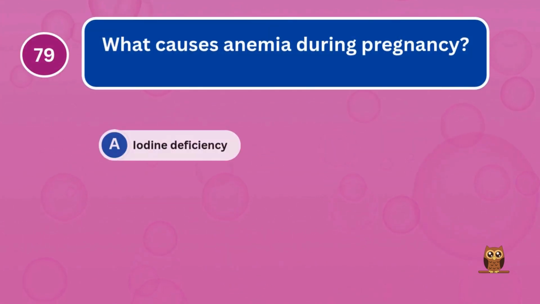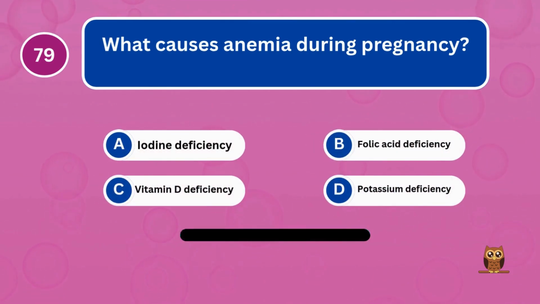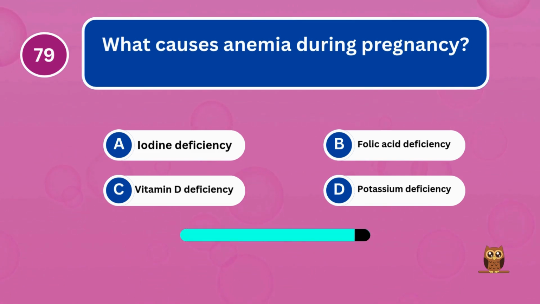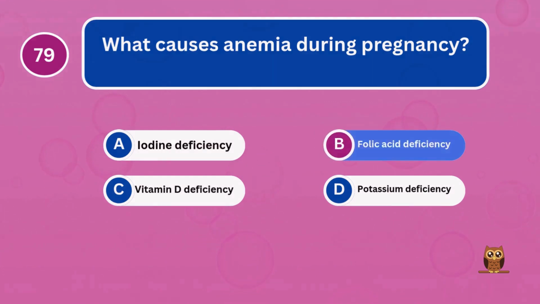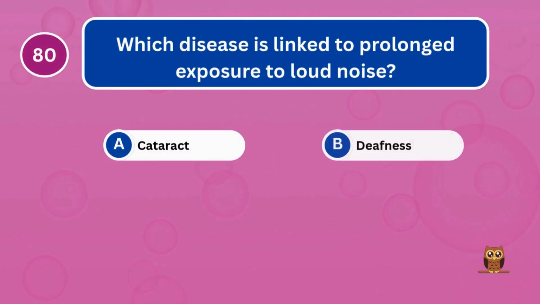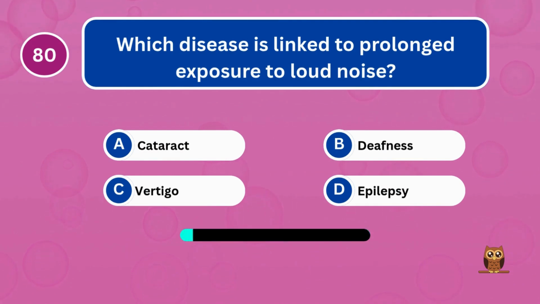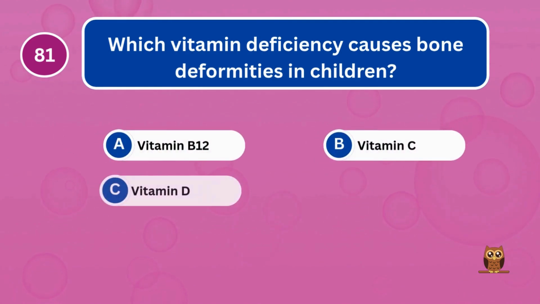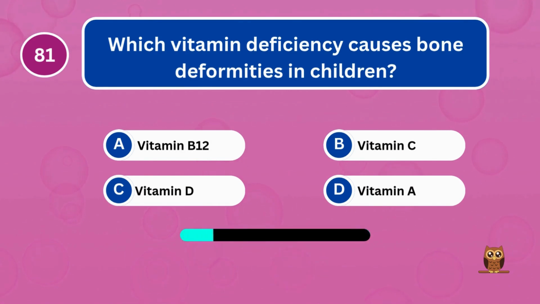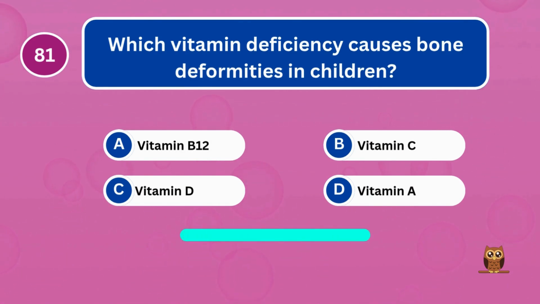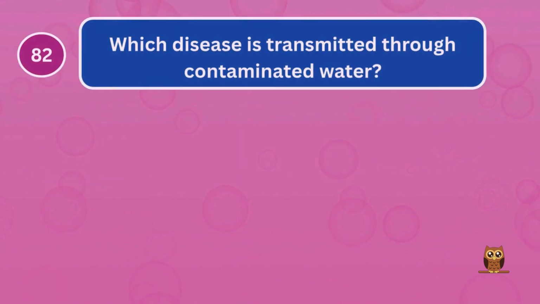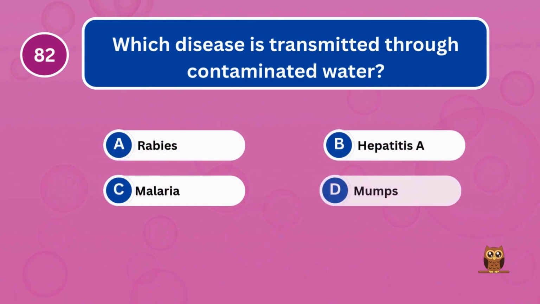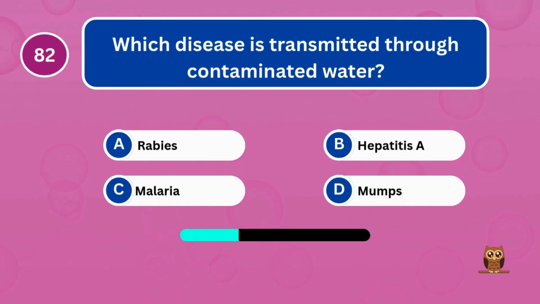What causes anemia during pregnancy? Folic acid deficiency. Which disease is linked to prolonged exposure to loud noise? Deafness. Which vitamin deficiency causes bone deformities in children? Vitamin D. Which disease is transmitted through contaminated water? Hepatitis A.